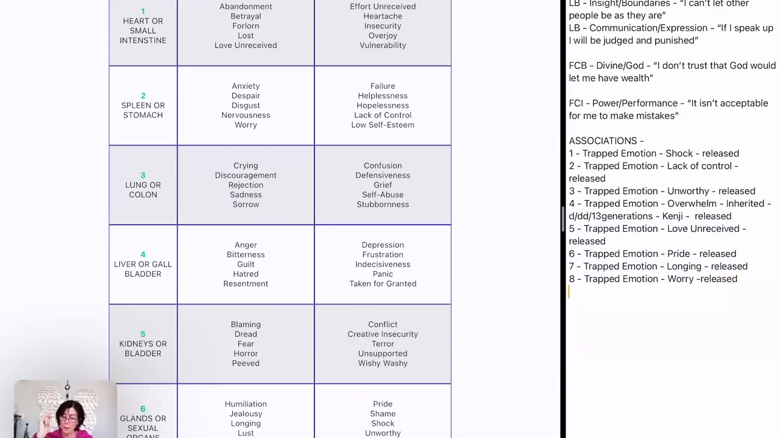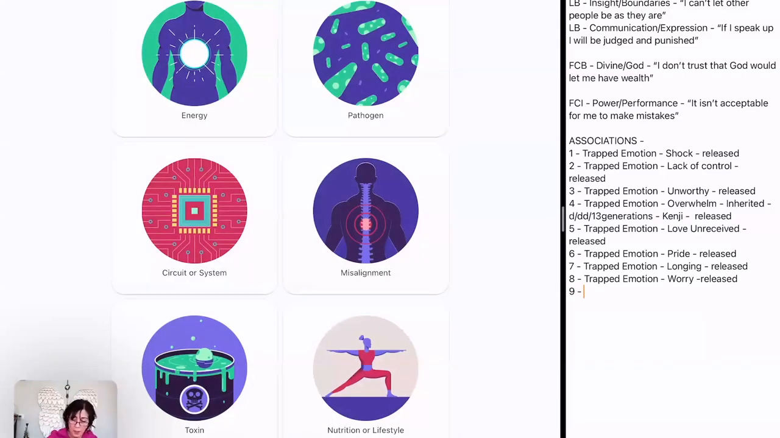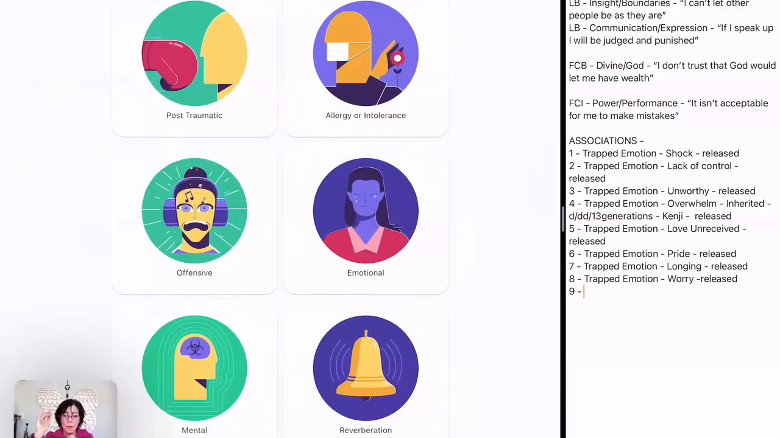Okay, another trapped emotion? No. Is there something more in the body code? Yes. Okay, so there's something more. There's more energy, but it's not a trapped emotion. Any more trapped emotions? No. Okay, so we can use body code. Right side, left side, energy. Now we're in the body code. For anyone who hasn't seen body code before, it's the same thing. It's all charts and systems and finding the energies.